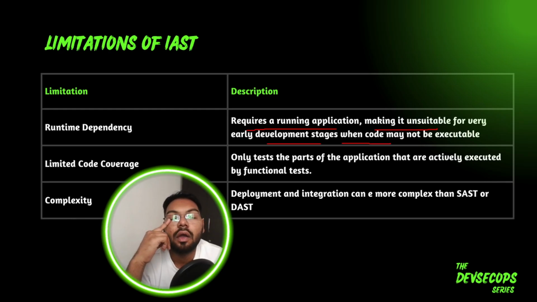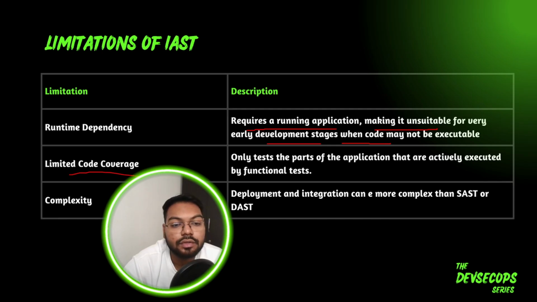So when we are in the early stages of development, we only go for SAST and SCA. DAST also comes after your application is in a running state. So those are the two differences that you have to think of when adopting this particular thing.